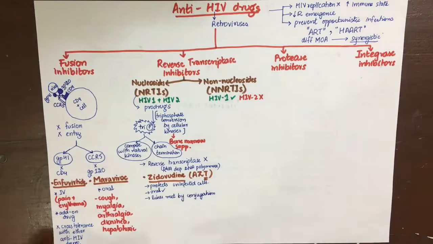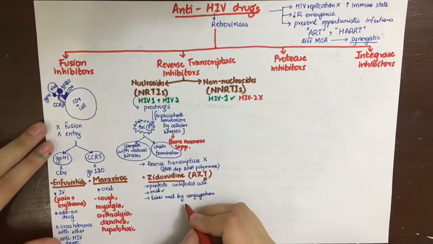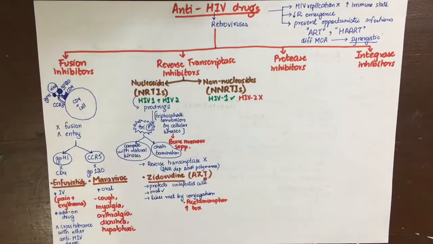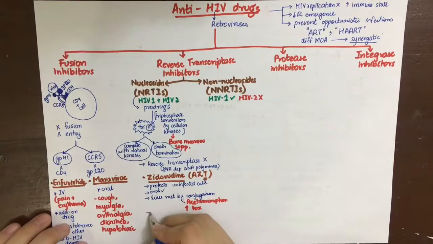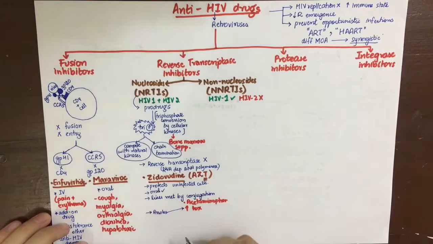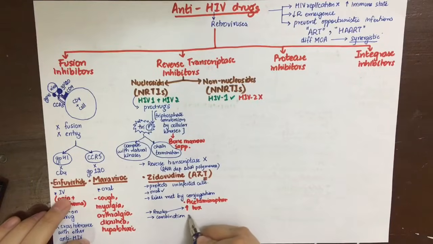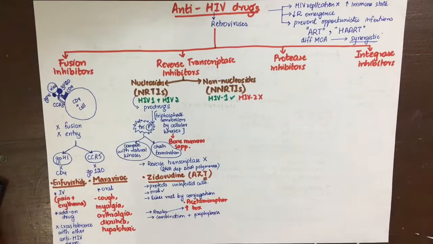It is given orally and chiefly metabolized in the liver by glucuronide conjugation. So another drug that comes to mind with this sort of conjugation is acetaminophen. So acetaminophen will compete and increase the toxicity of zidovudine. Azoles, as we remember, are enzyme inhibitors, right? So they will also increase toxicity of zidovudine. This drug can be used both in combination with other drugs and also for prophylactic purposes.